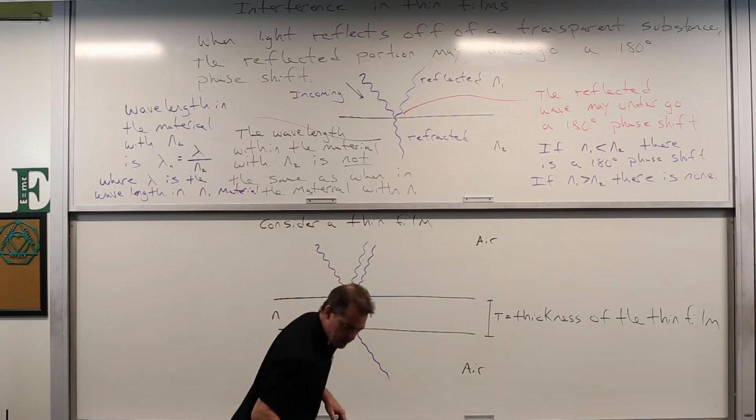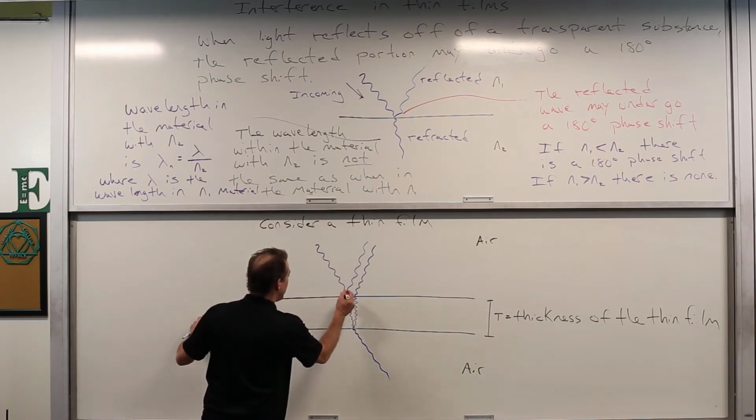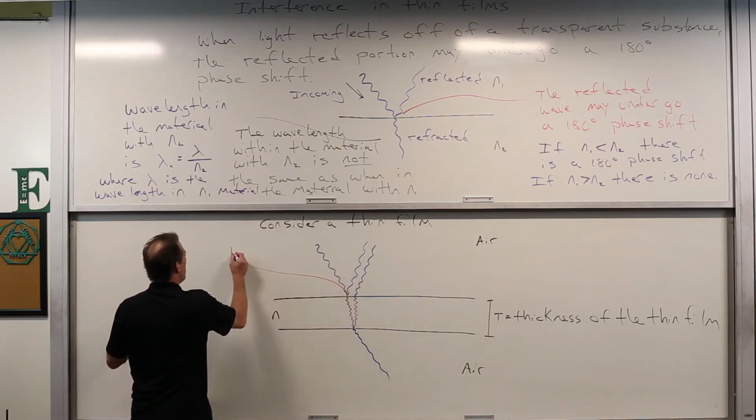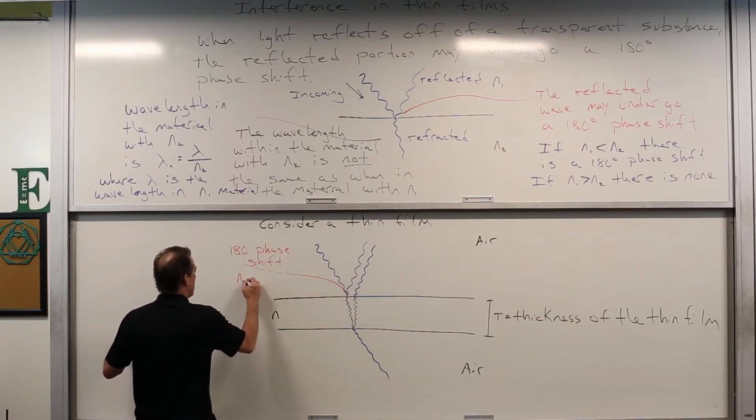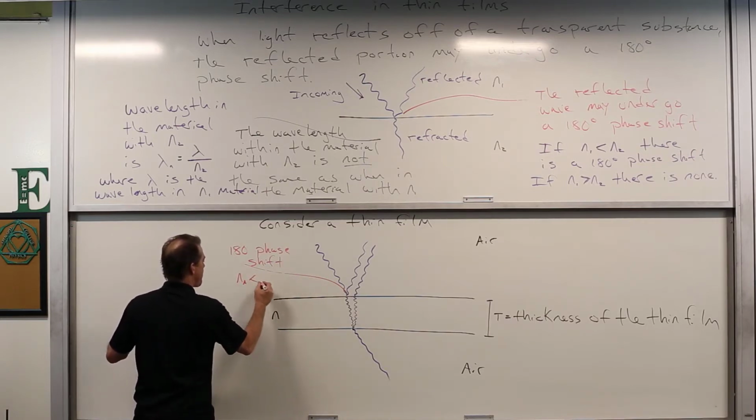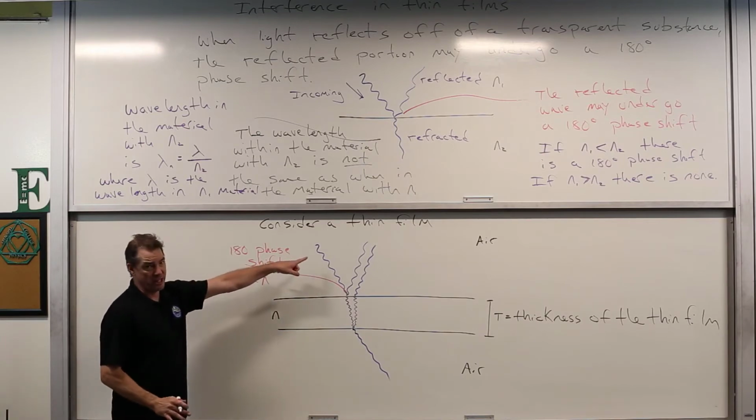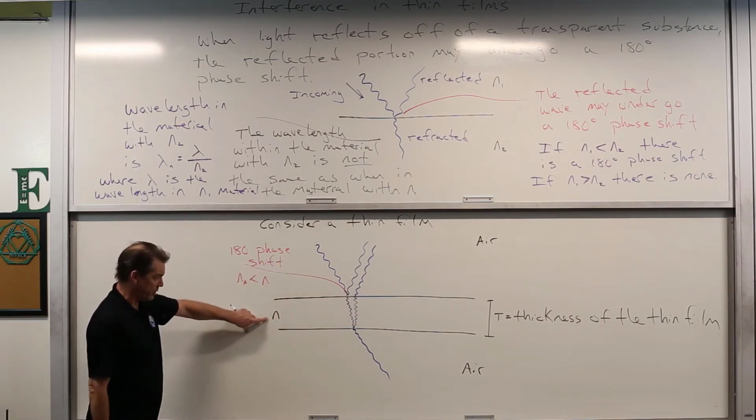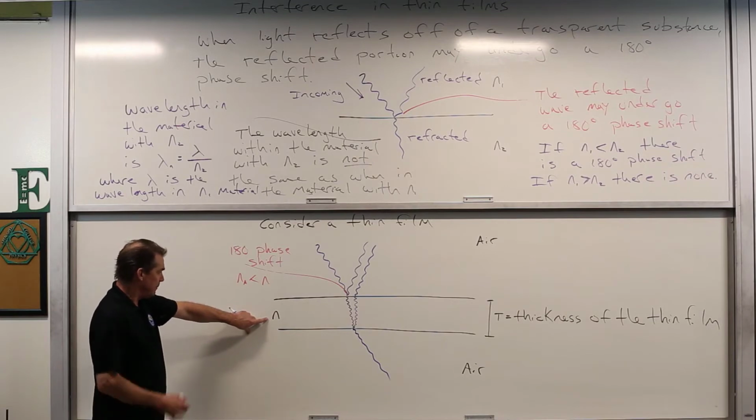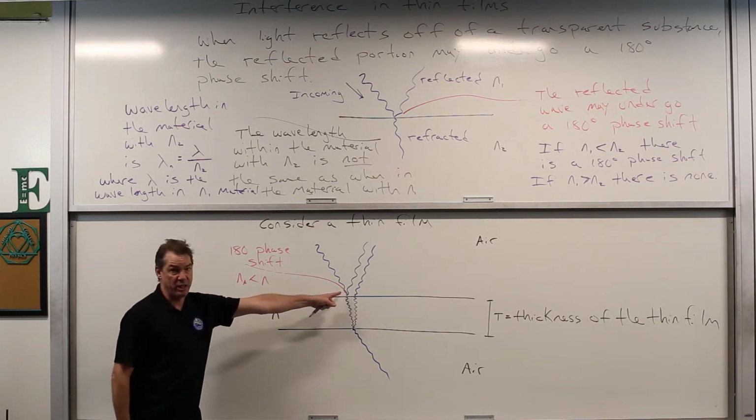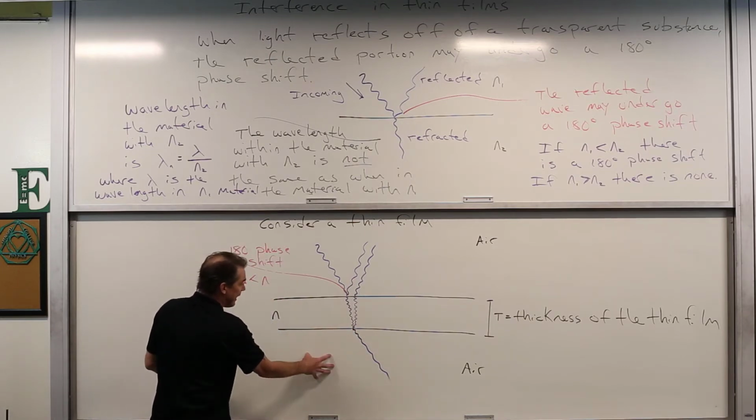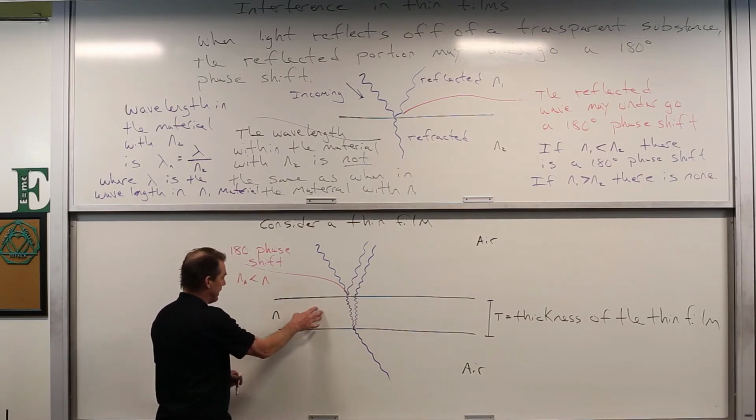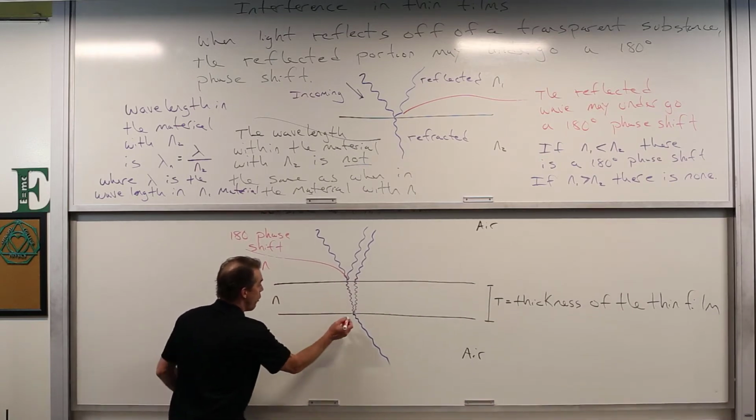So let us do this. Let us say that here, note that the index of refraction of air is just about unity. The index of refraction of this material here, we'll say, is greater than that. So we would have a 180-degree phase shift here. Well, here, with air out here, and this being a higher index of refraction, we have no phase shift here.